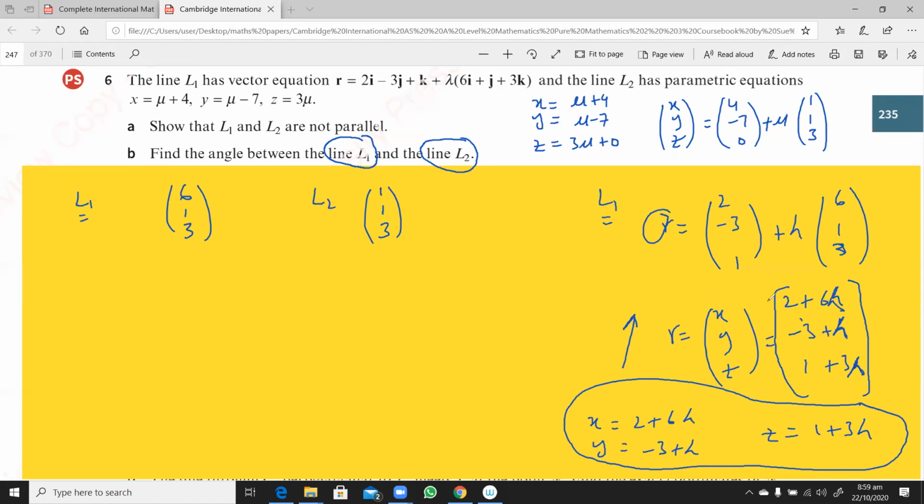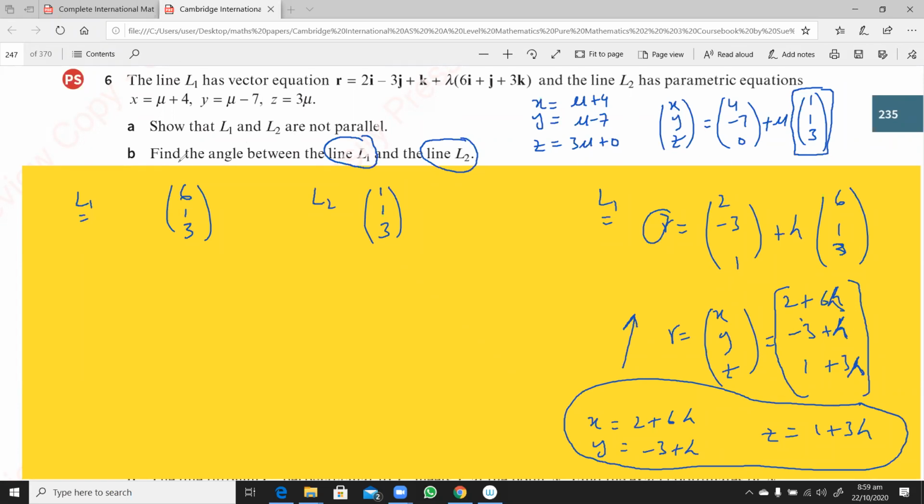We have done the same thing with the equation of the line L2. You were given x equal to mu plus 4, y was mu minus 7, and z was 3 mu. I myself added a plus 0 over here. Then I got the Cartesian equation for the line L2, and from there I took this direction vector, which is 1, 1, 3. Now finding the angle between these two lines is basically finding the angle between their direction vectors.